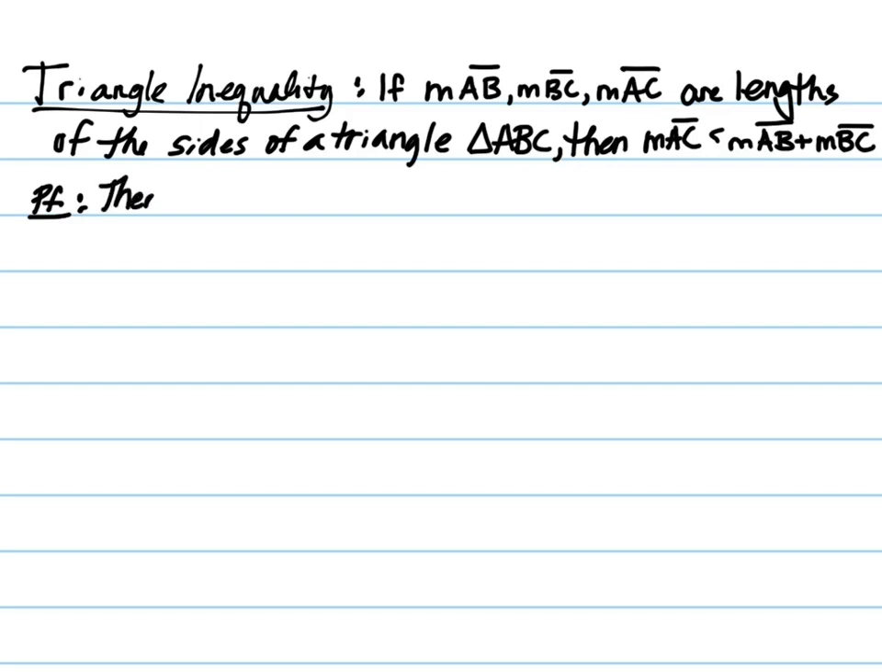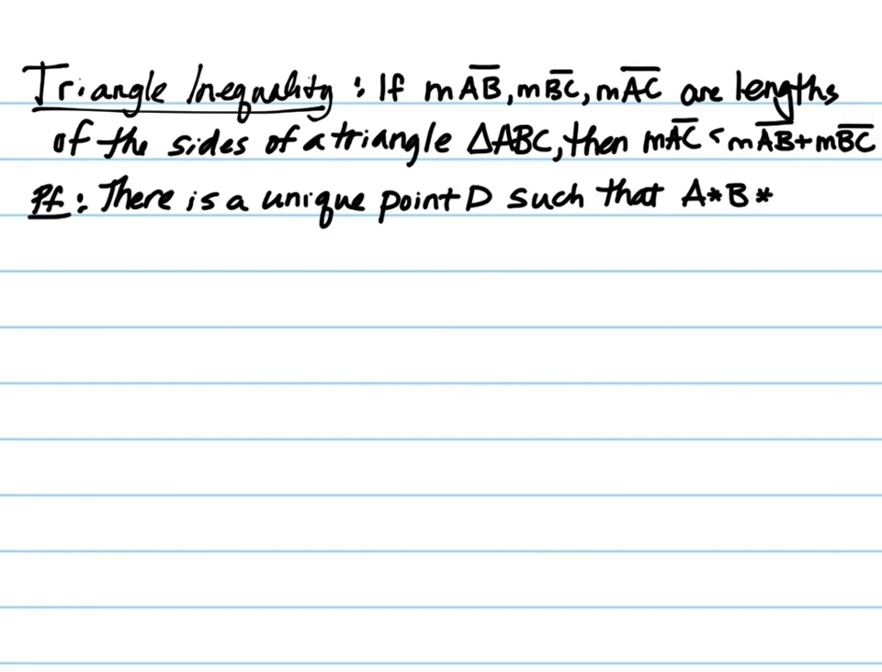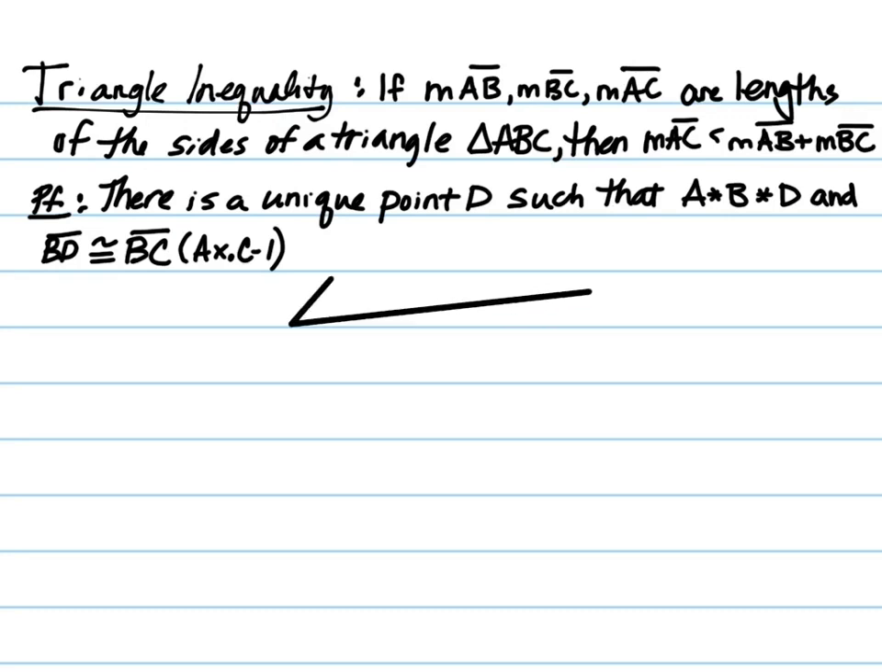There is a unique point D such that B is between A and D and BD is congruent to BC. And this is our first congruence axiom, axiom C1. And it'll help us if we draw a picture that shows what we just created. So our picture is going to look similar to the one we just had on our previous problem.